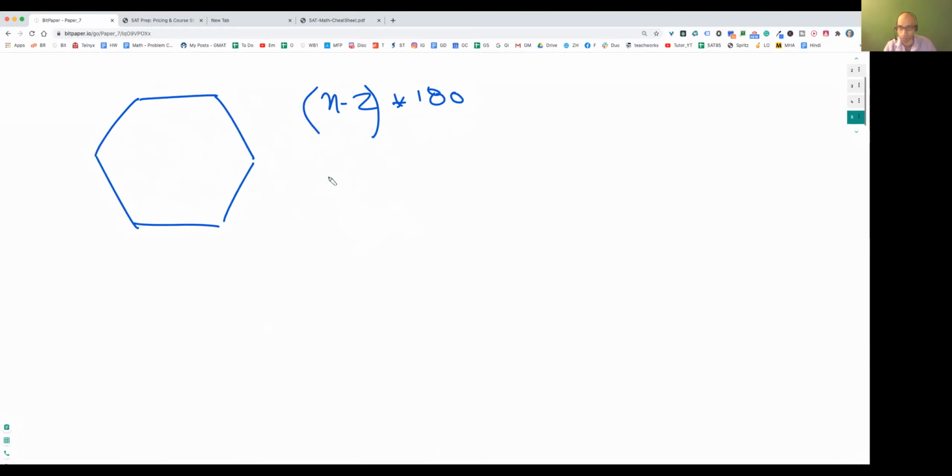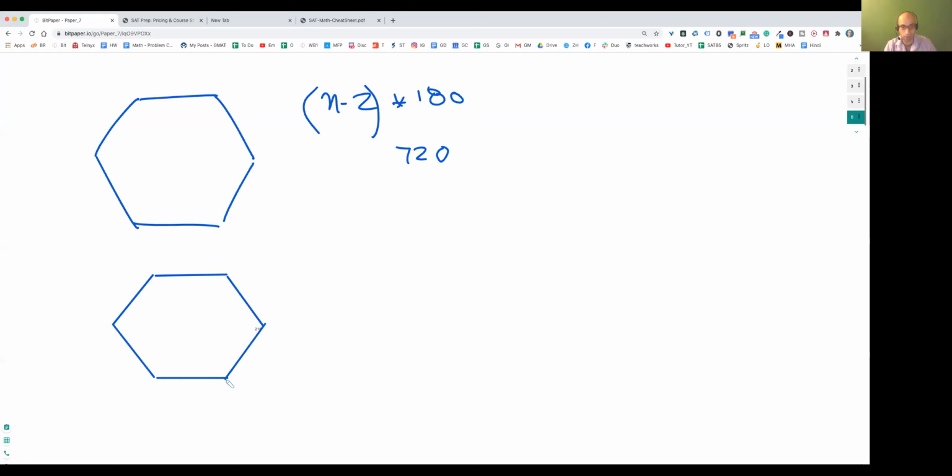All right, so (n minus 2) times 180 is 4 times 180. So that's 720, right? Now, here's the interesting part. This hexagon could be any shape, right? It could be like this, doesn't matter, it's 6-sided. But let's take a special hexagon, which is a favorite of those SAT question makers. That's a regular hexagon, right? By regular, I mean all the angles and the sides are equal.